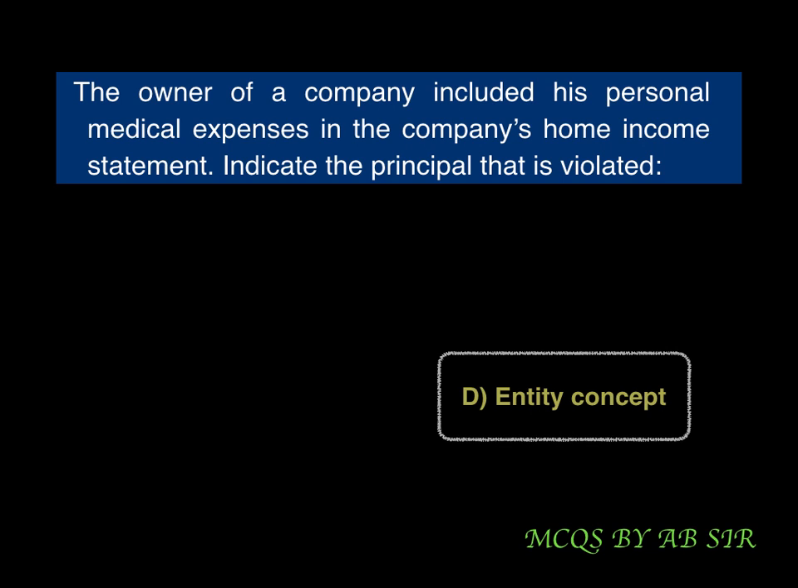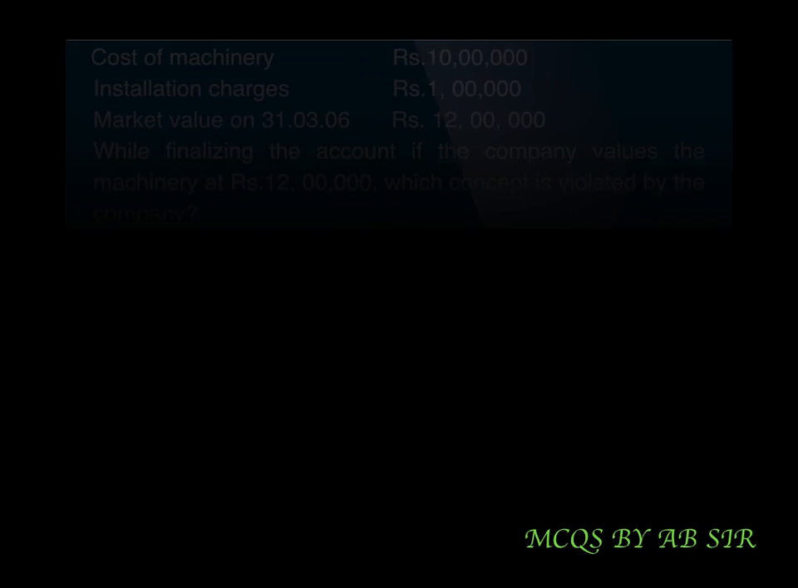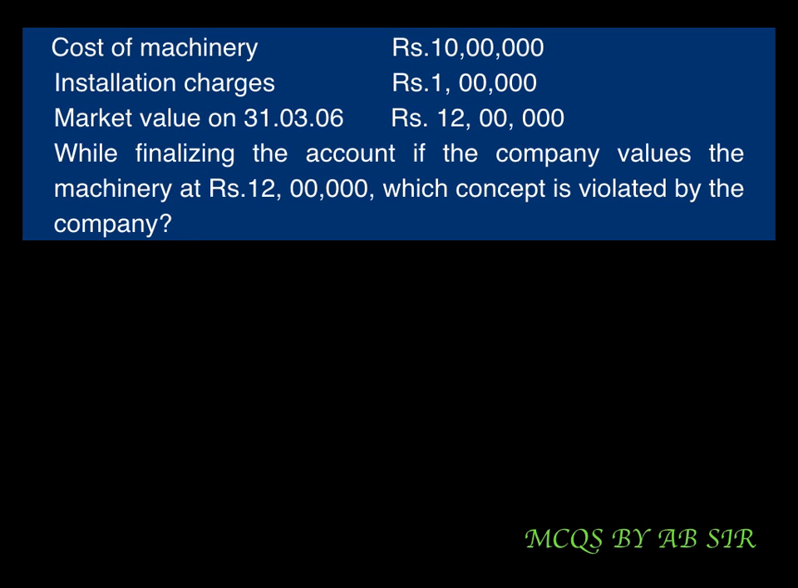Okay, so let's move to the next MCQ, a practical one. Cost of machinery is 10 lakhs and installation charges is 1 lakh, right? What do you get from that? If the cost of the machine is rupees 10 lakhs and the installation charges is 1 lakh, this means that the historical cost of the machine is rupees 11 lakhs. And what is the market value? Market value is given to us as 12 lakhs. So you should record the machine at which amount? While finalizing the account, if the company values the machine at 12 lakhs, which concept is violated by the company? You should record the asset at which amount, and what is the amount at which the company has recorded it?